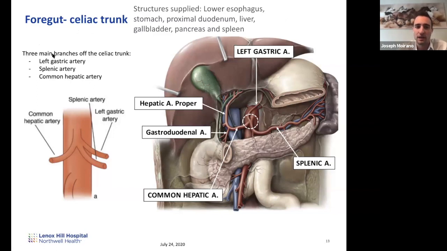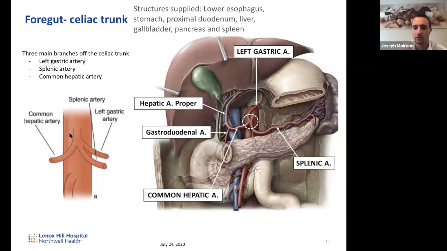There are 3 main branches coming off this celiac trunk. Two of them move to the left side of the body, if you're the patient, and 1 of them moves to the right side of the body. The 2 moving to the left are the left gastric artery and the splenic artery, and the 1 moving to the right is the common hepatic artery.